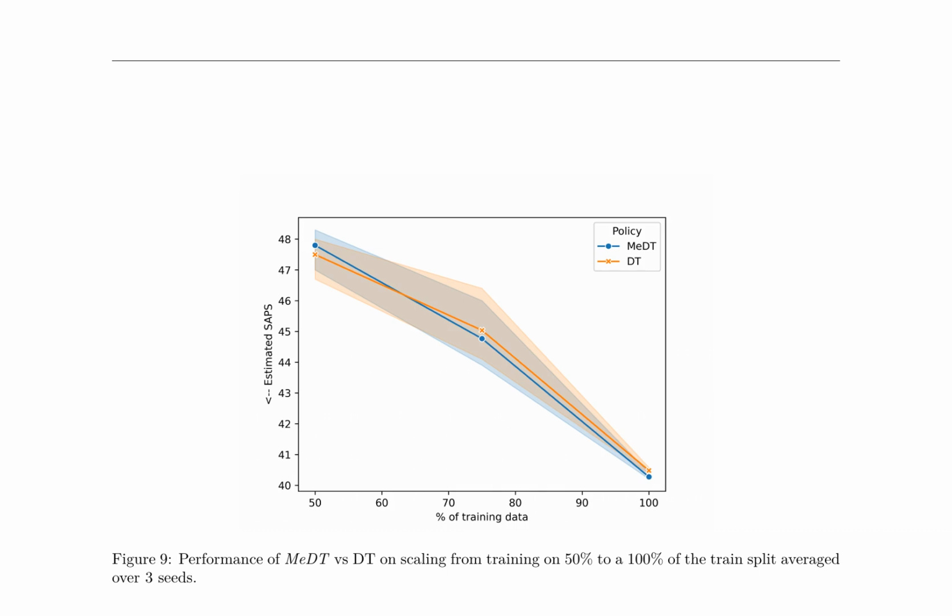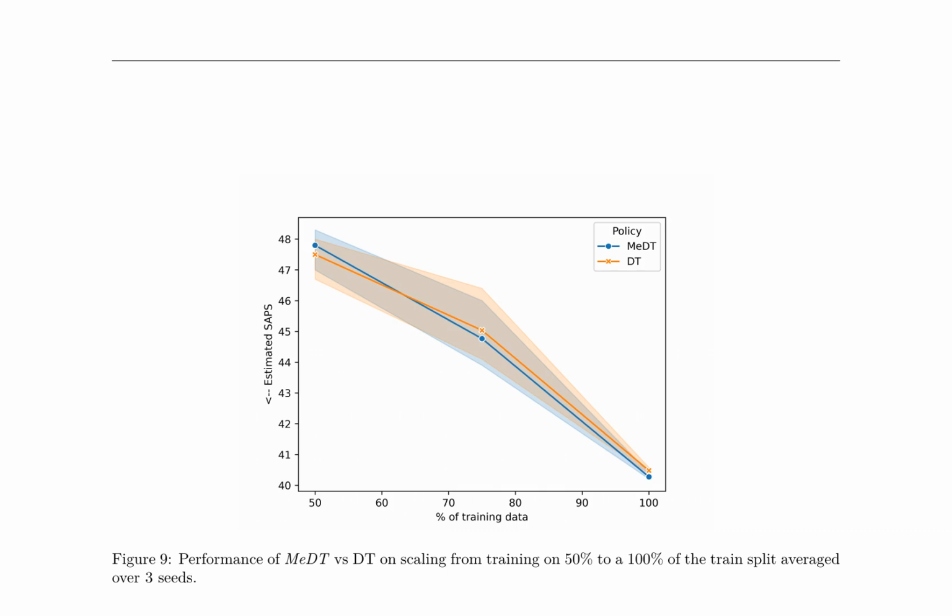Figure 9 illustrates the performance of MeDT versus DT on scaling from training on 50% to 100% of the trained split, averaged over 3 seeds. MeDT consistently outperforms DT in terms of accuracy and stability across different training sizes. Table 3 details the observations considered for the split SAPS-2 scores, categorizing them into organ systems such as cardiovascular, respiratory, neurological, renal, hepatic, hematologic, and other variables. This comprehensive list highlights the multifaceted nature of the physiological parameters used in the study.